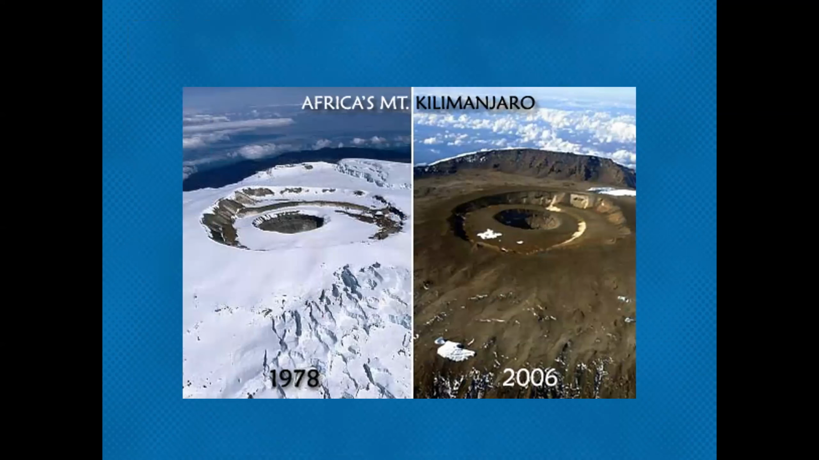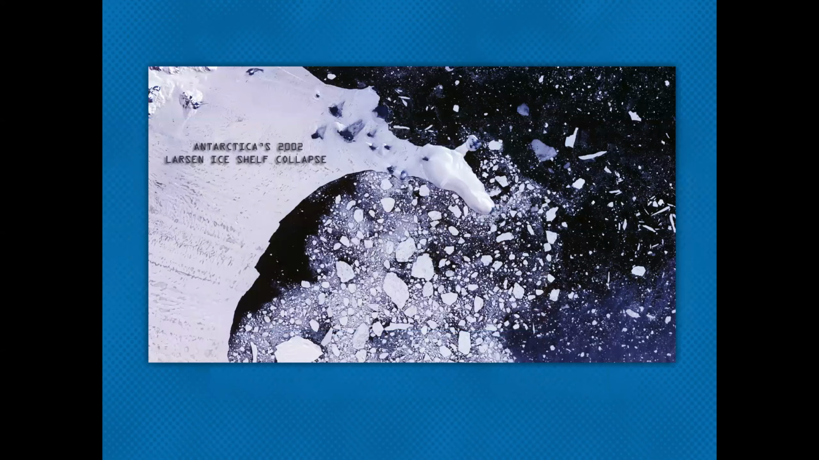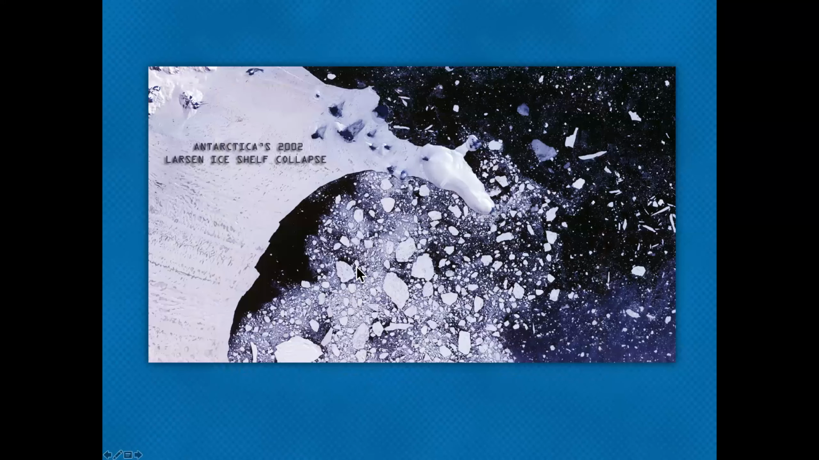Here are some visual aspects of climate. The difference in Kilimanjaro's top in 1978 versus the early 2000s, or Muir Glacier in Alaska, or the collapse of Antarctic ice shelves, meaning you reveal darker looking ocean, which can absorb more heat, versus lighter colored ocean that's covered in ice. So that makes a bit of a difference.